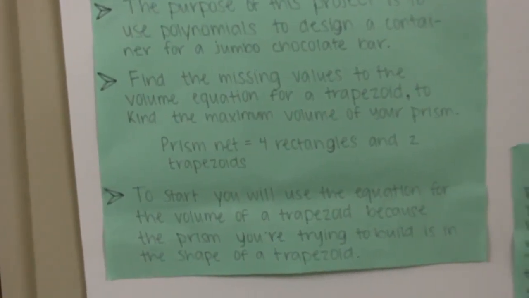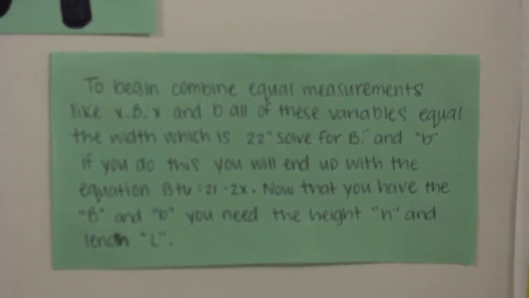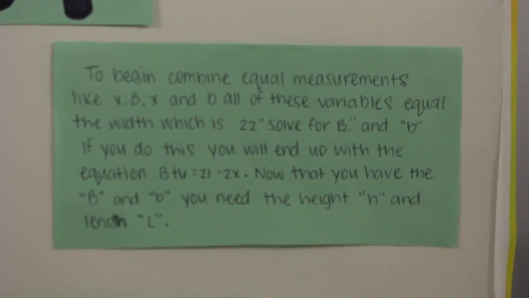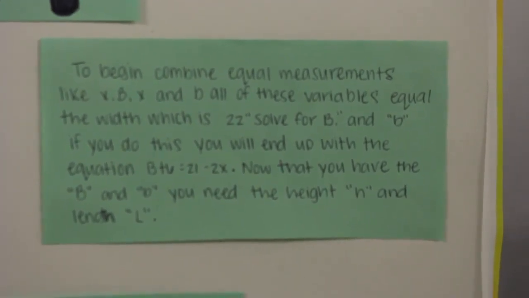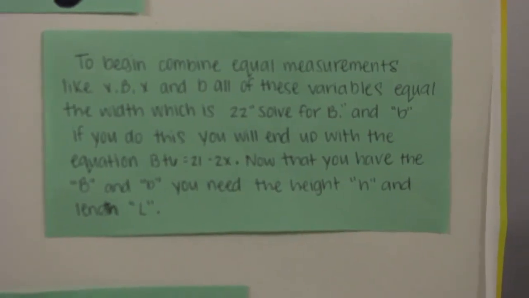because the prism you're starting to build is the shape of a trapezoid. Begin and combine equal measurements like x, big base, x, and little base. All of these variables equal the width, which is 22. Solve for big base and little base. If you do this, you will end up with the equation big base plus little base equals 21 subtract 2x.